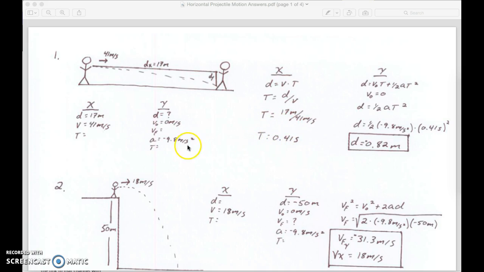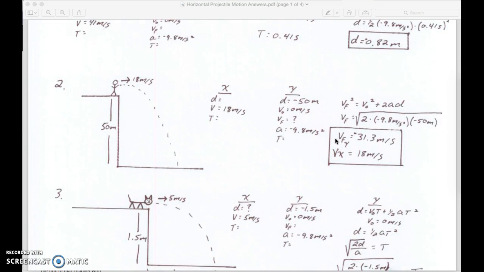Now that I have the time, I have v naught, I have a, I have t. I'm going to use the third kinematics equation, which is d equals v naught t plus 1/2 at squared. Since v naught is 0, the v naught t term just cancels, and I get d equals 1/2 at squared. I'm going to plug in my numbers of 1/2 times negative 9.8 meters per second squared times 0.41 seconds, square that number, and I get d equals negative 0.82 meters. That's how far the ball is going to fall.